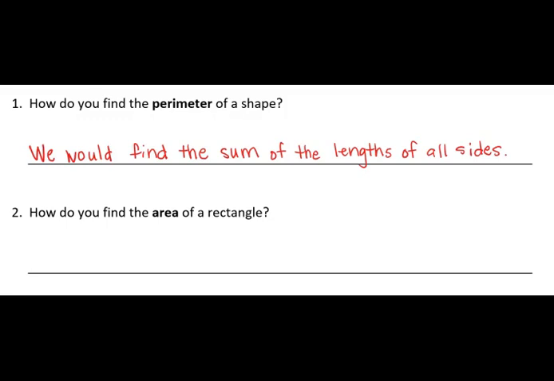Now, to describe how we would find the area of a rectangle, if we refer back to that example, it was 2 rows of 4. In other words, we can find the area of a rectangle by multiplying the length times the width. 2 times 4 gave us an area of 8 square units, and we got that by measuring the length times the width.